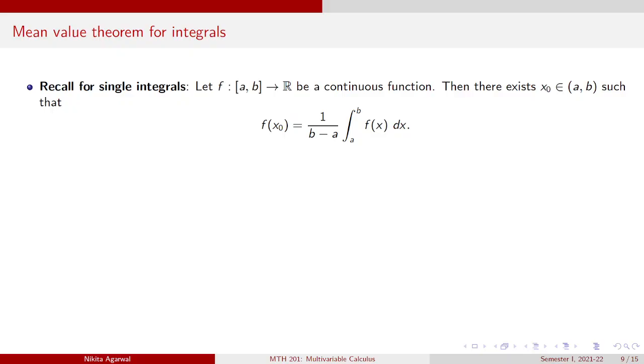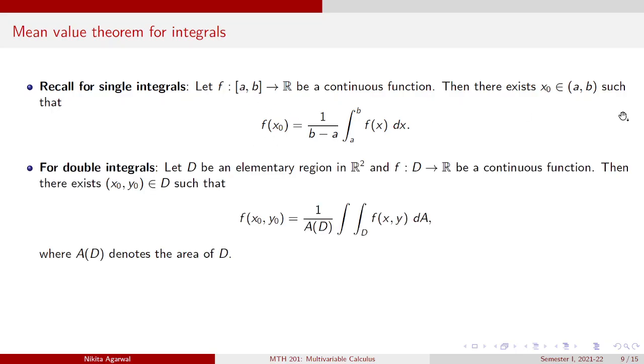Okay. So now we have looked at a couple of examples. Now let us move further. So let us now talk about mean value theorem for integrals. For single variable, you know that if you have a function from closed interval [a, b] to R which is continuous, then there exists a point x naught in [a, b] such that f of x naught is 1 by b minus a integral a to b f(x) dx. So this is also called the average of the function and it is attained at a point.